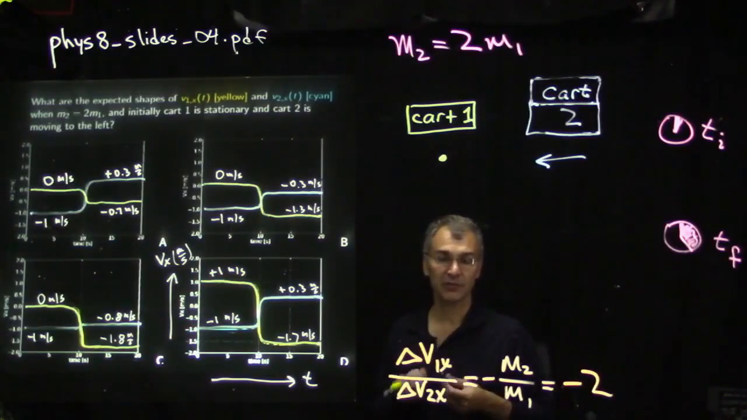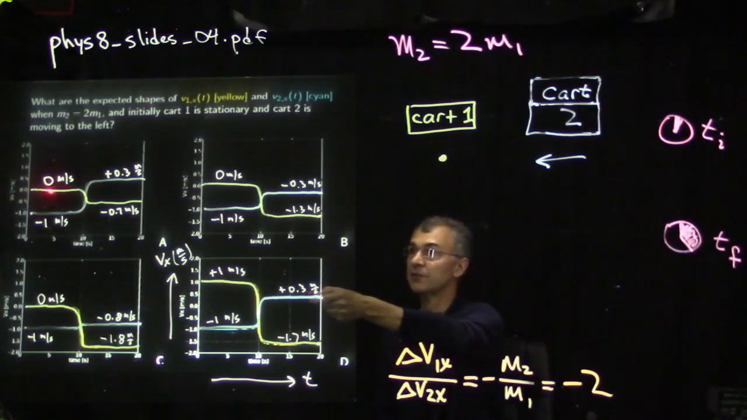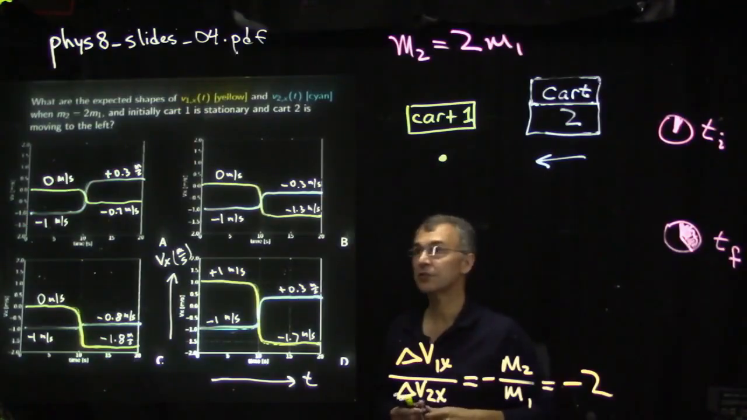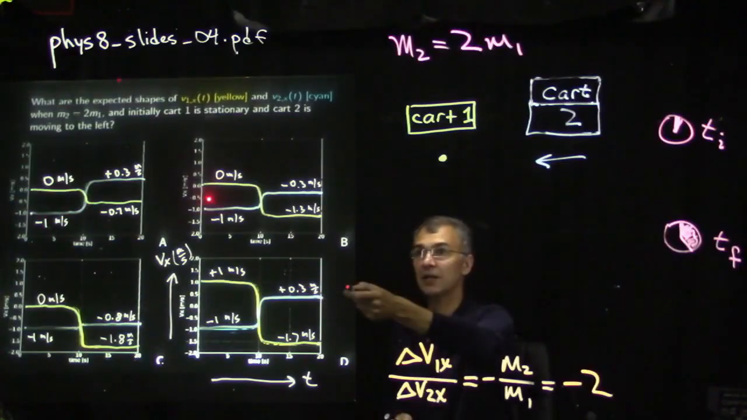We know the ratio of changes in velocity should be minus the reciprocal of the ratio of masses. If we look at A, cart 1 goes from 0 to -0.7 meter per second. Cart 2 goes from -1 to +0.3. That's a change of -0.7 and a change of +1.3. That's a 2-to-1 ratio, but it's in the wrong direction. Having the more massive cart experience a larger change in velocity doesn't make sense. If we look at B, cart 1 undergoes a change of -1.3 meter per second.